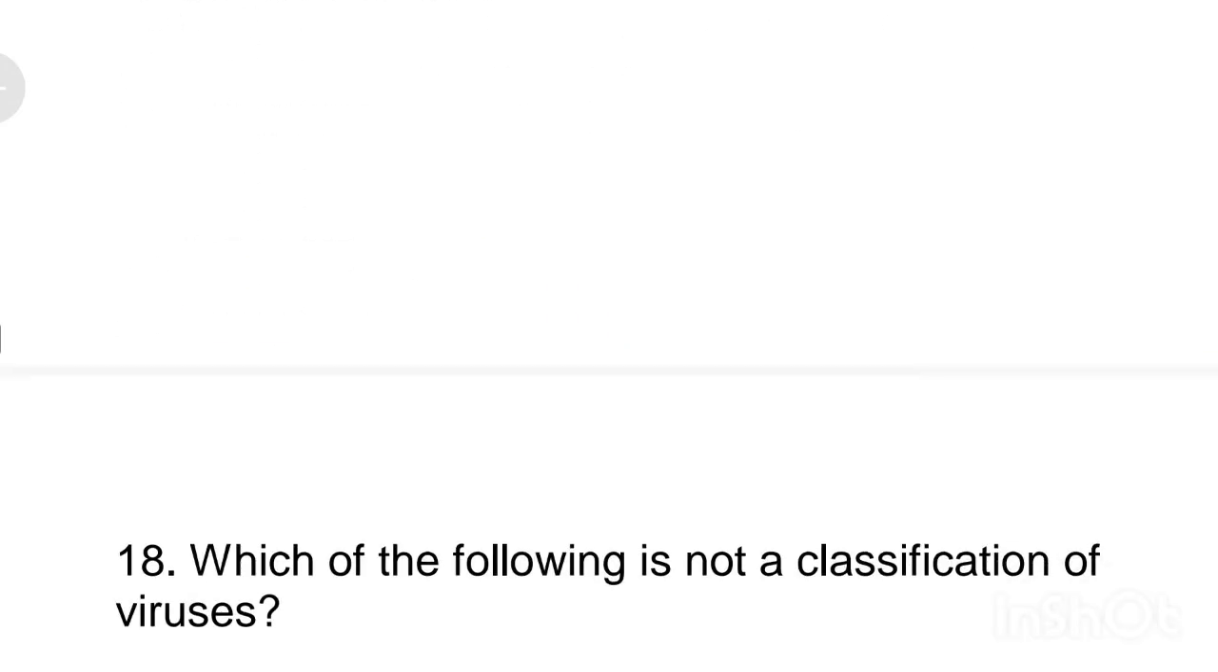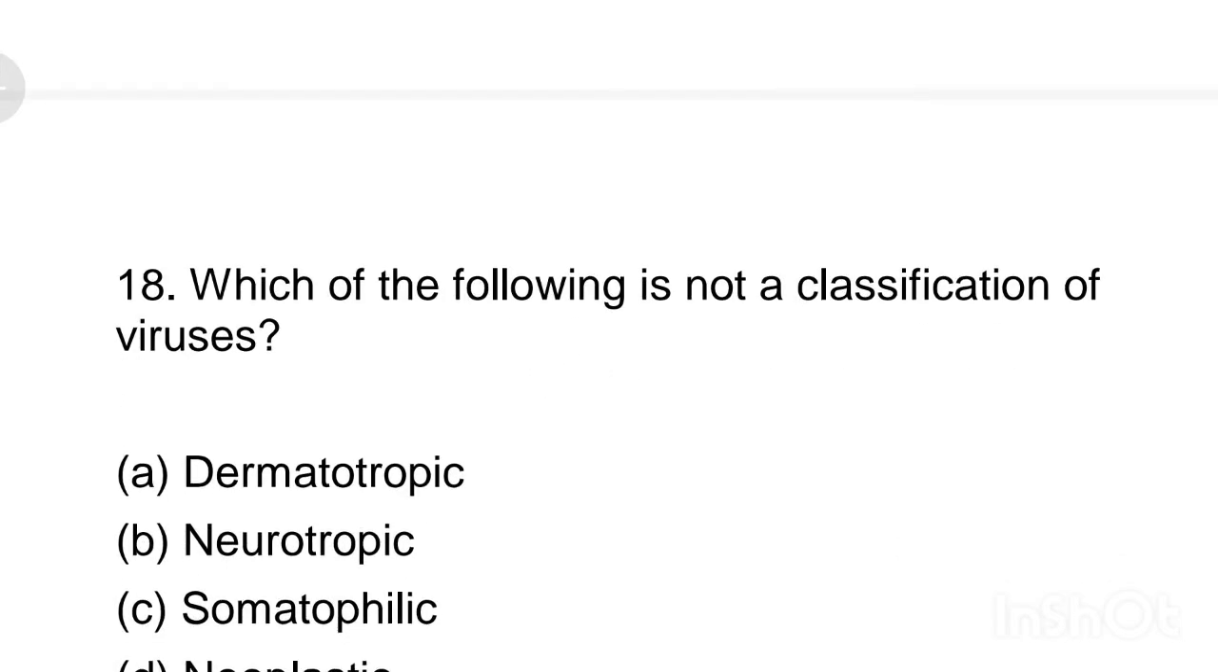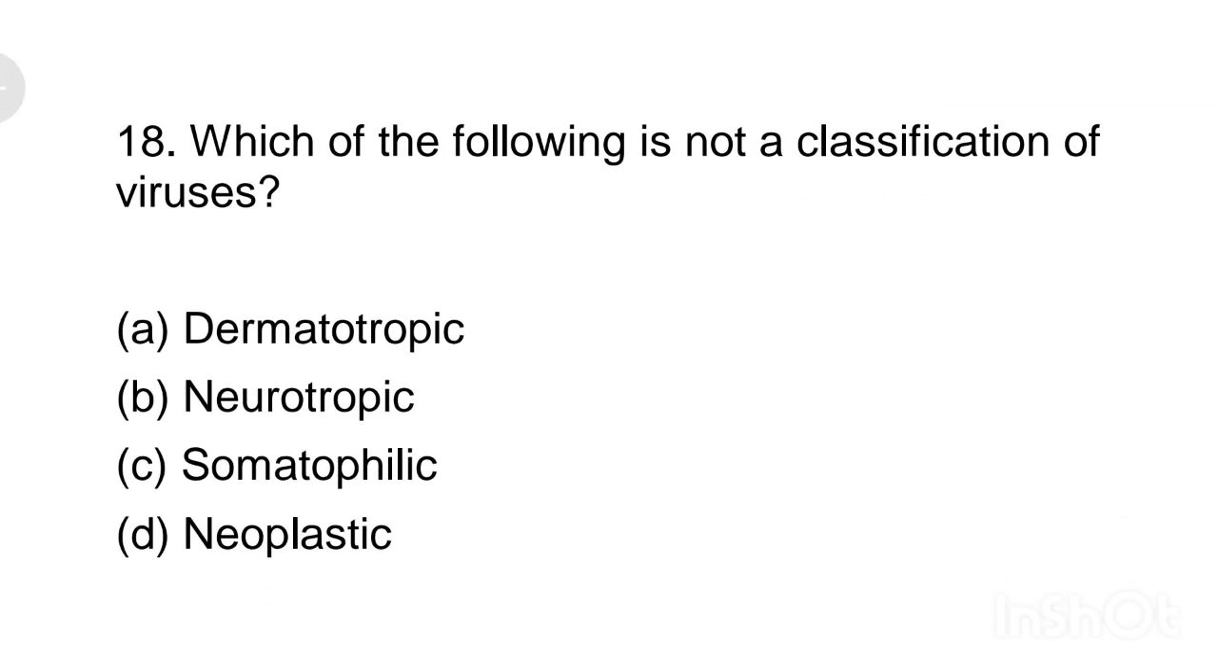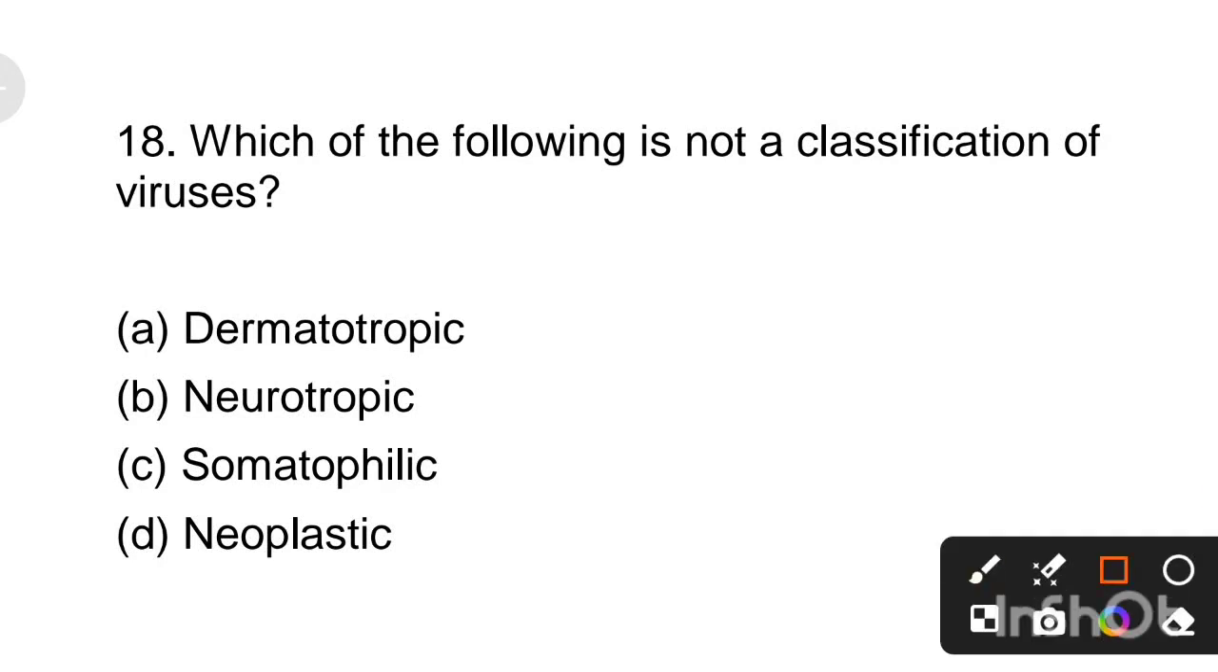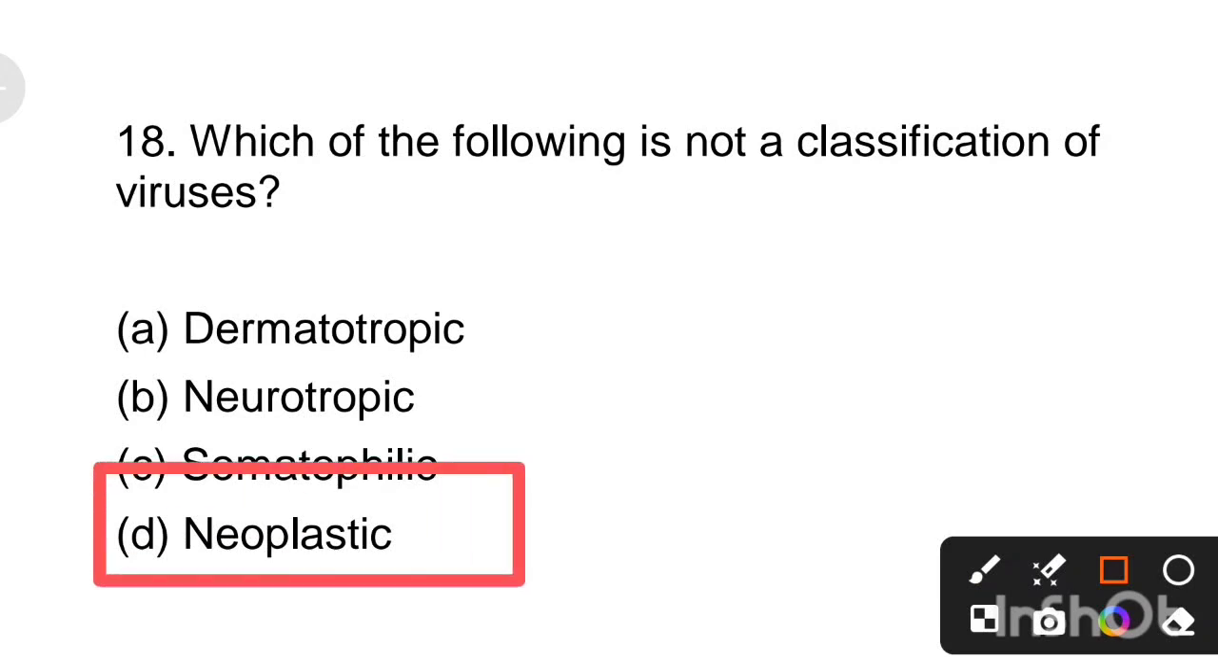Next question. Which of the following is not a classification of virus? Option A, dermatotrophic. Option B, neurotrophic. Option C, somatotrophic. Option D, neoplastic. Correct answer is option D, neoplastic.